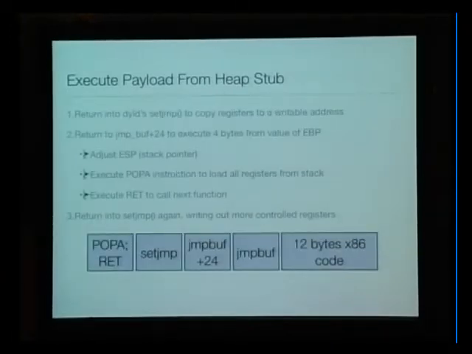To go into a little more detail, like I said, there's an implementation of setjmp in dyld, so we can hard-code that address, and we'll know where it is for that version of OS X. So we're going to jump into that, copy all our registers to a chosen writable address. We're going to return to 24 bytes past that writable address to execute 4 bytes from the value of the EBP register. And because x86 code is so compact, those 4 bytes actually let us do something useful.